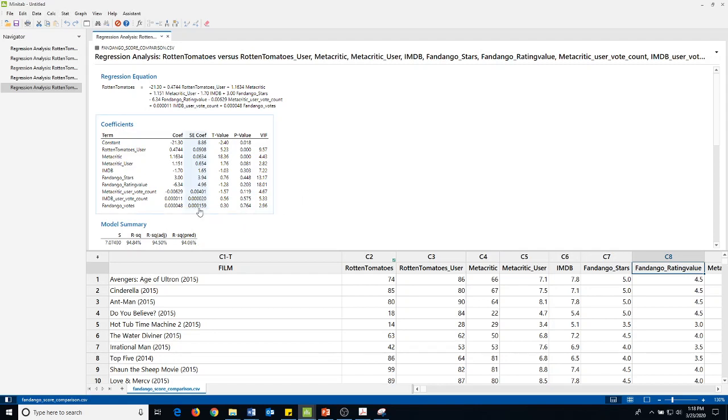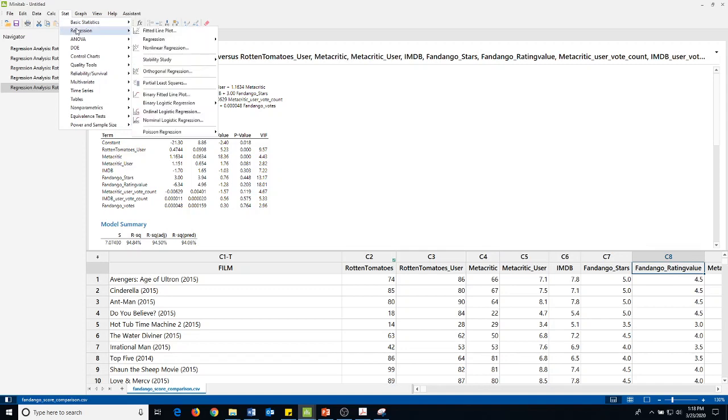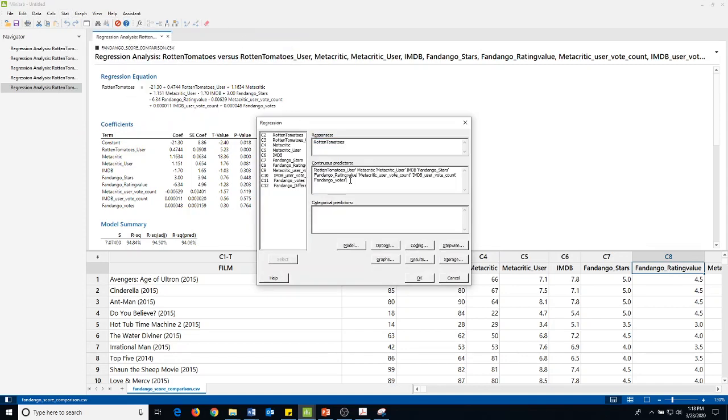Okay, so again, we're going to try to fit our most robust model. We'll look at this. It looks like the Fandango votes, the number of people who voted in Fandango, really didn't have much of an effect on the result. So I'm going to throw out the Fandango votes, and run the regression again.